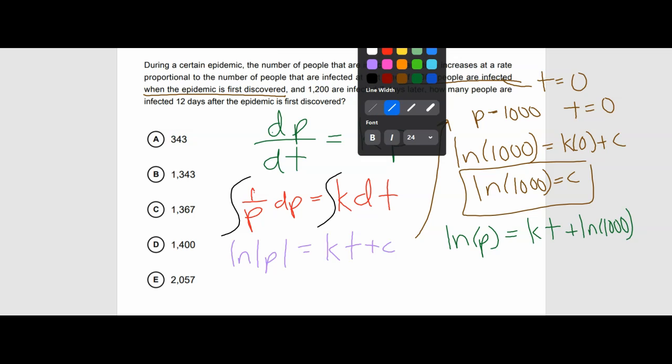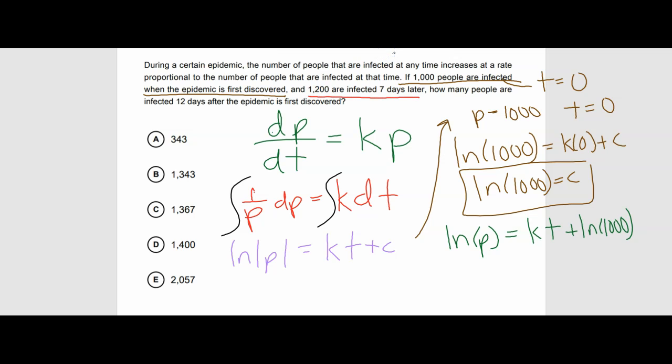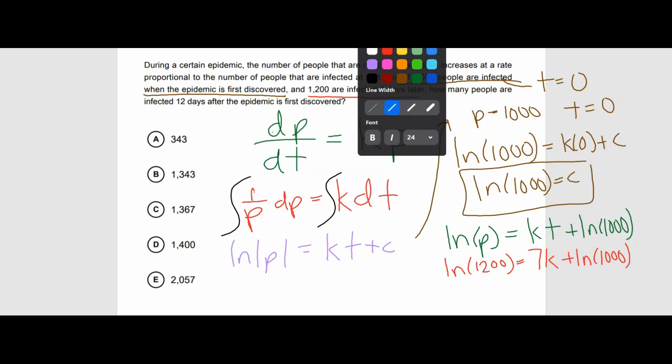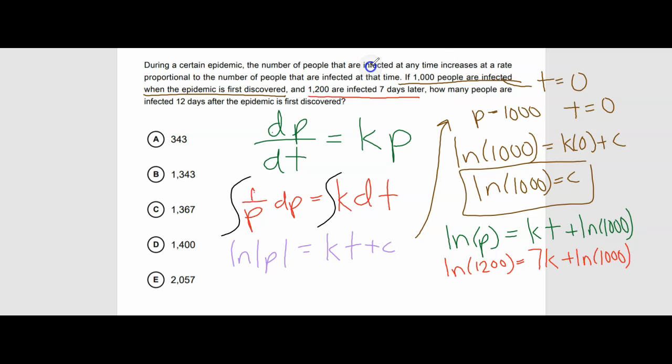Now my other condition is that 1,200 are infected 7 days later. So I get the natural log of 1,200 is equal to 7 times K plus the natural log of 1,000. Well, now I just have to simplify. If I subtract the natural log of 1,000 from both sides, I can think about logarithmic rules. If I subtract two natural logs together, I can just divide the input to both of those.